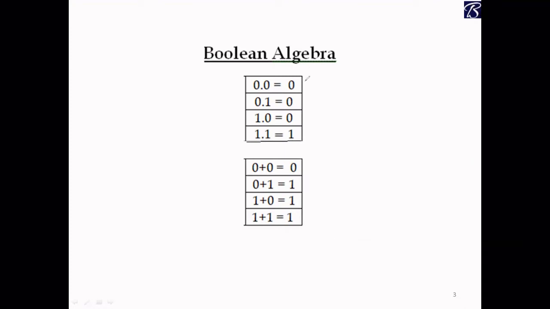0 into 0 equal to 0, 0 into 1 equal to 0, 1 into 0 equal to 0, and 1 into 1 equal to 1. The 0 indicates false and 1 indicates true. So true into true equal to true only. So this is related to the AND operation, where logical multiplication of the bits has been taken.